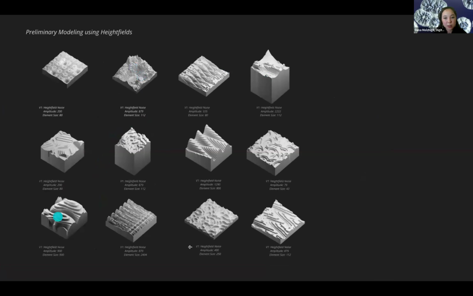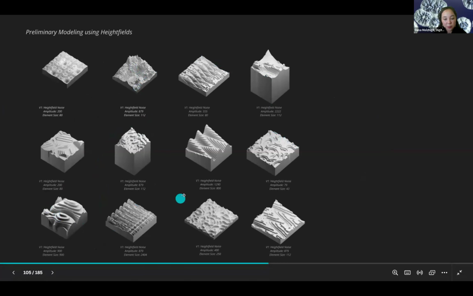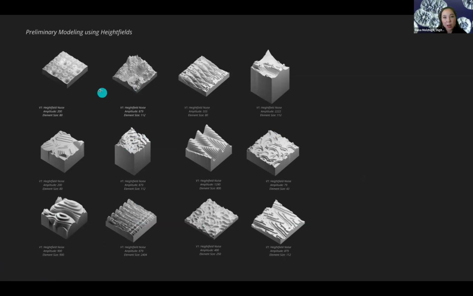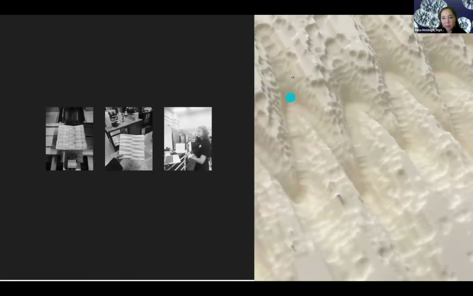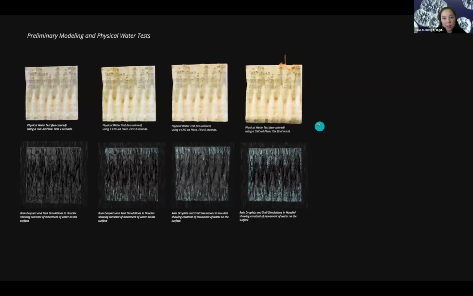And this is the preliminary modeling options. As you can see, you have unlimited options to create macro and micro textures for your ecosystem. And this is a CNC milling test that we have done at our workspace, BMate.